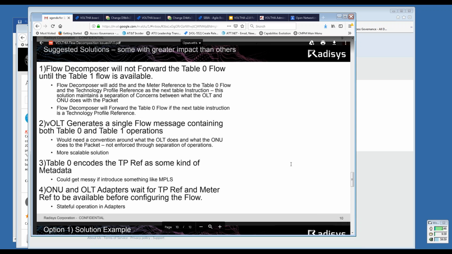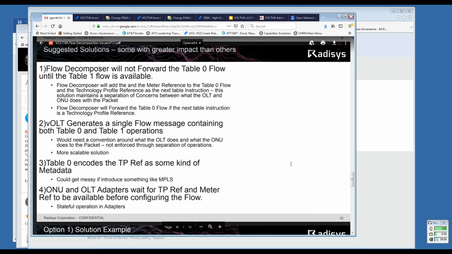So when it reaches VOLTHA's flow decomposer, the flow decomposer basically has to figure out that the first pop action should be done in the OLT, and so the flow that it decomposes should match on the outer VLAN and pop off the outer VLAN. And when it sends it to the ONU, it's the other way around. Well, the single flow is actually going to be sent to both OLT and ONU.